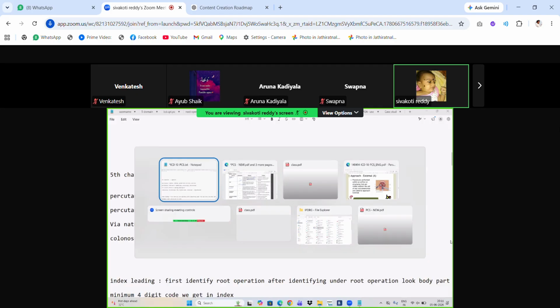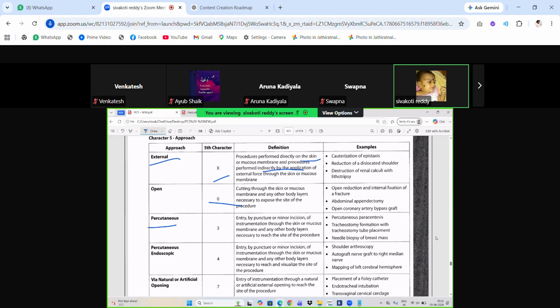So next, percutaneous endoscopy. Percutaneous endoscopy means visualization. The instrument has a camera, they insert it in our body and visualize it on the monitor. We get video visualization of the body part. It should be percutaneous endoscopy.